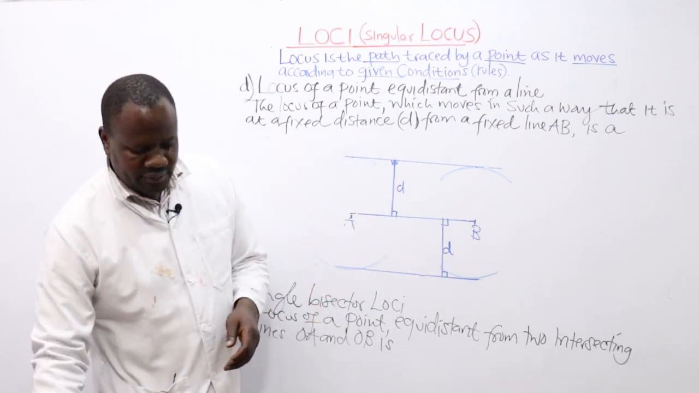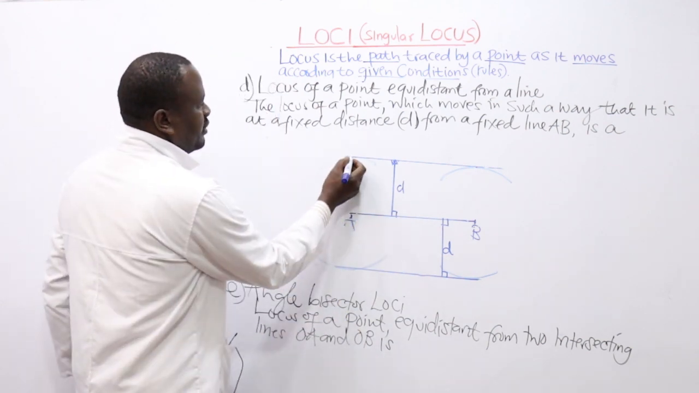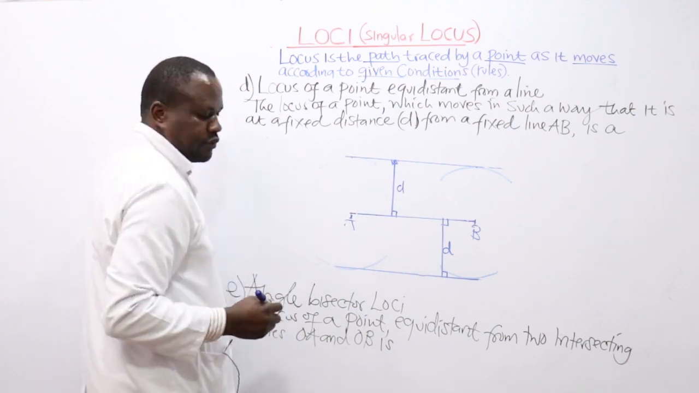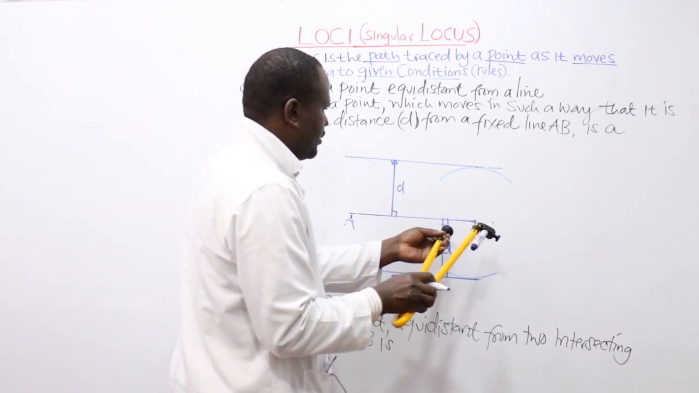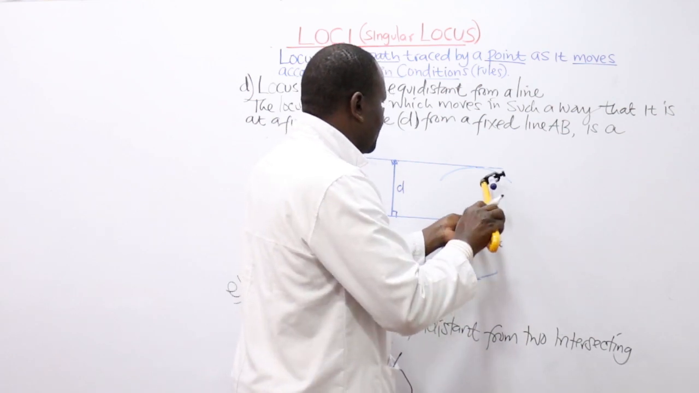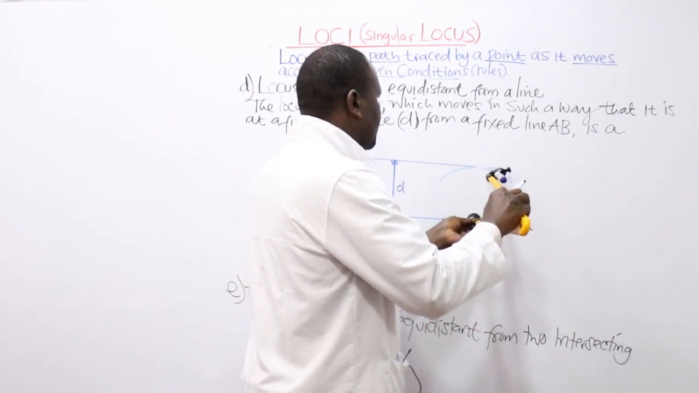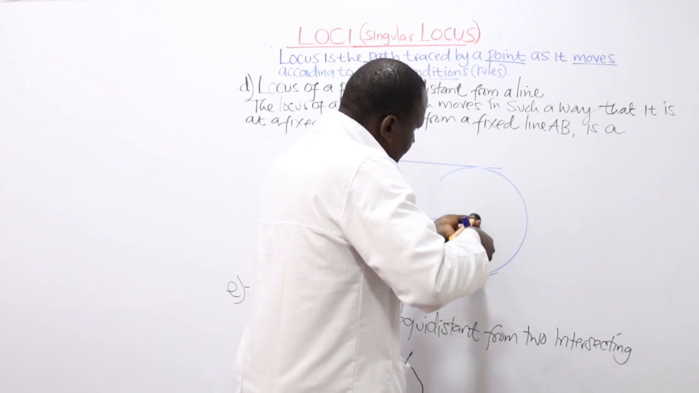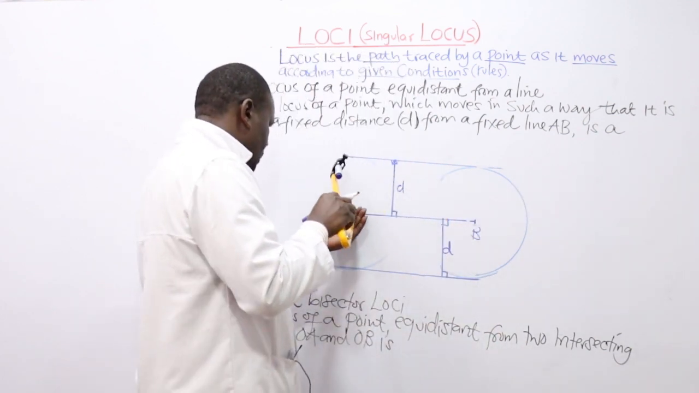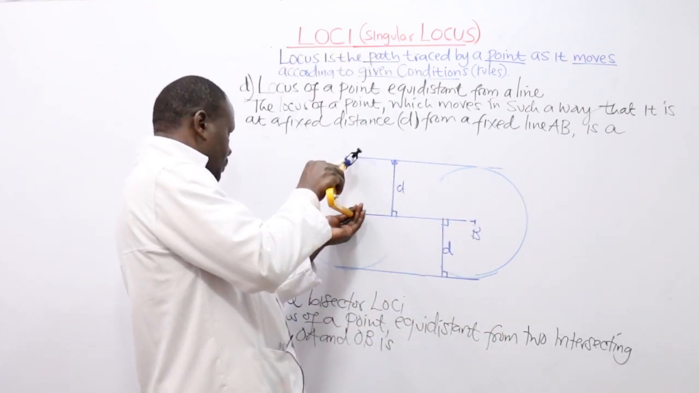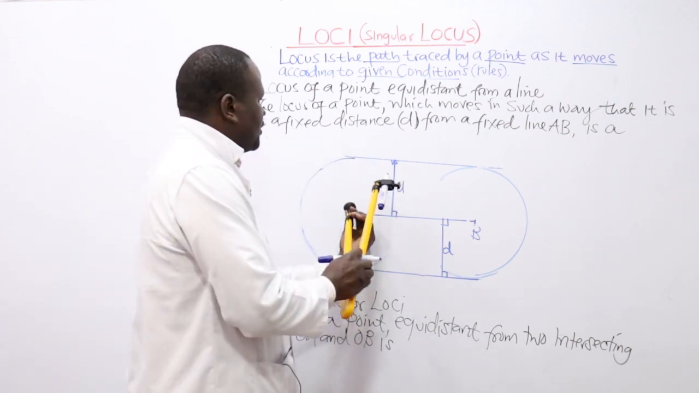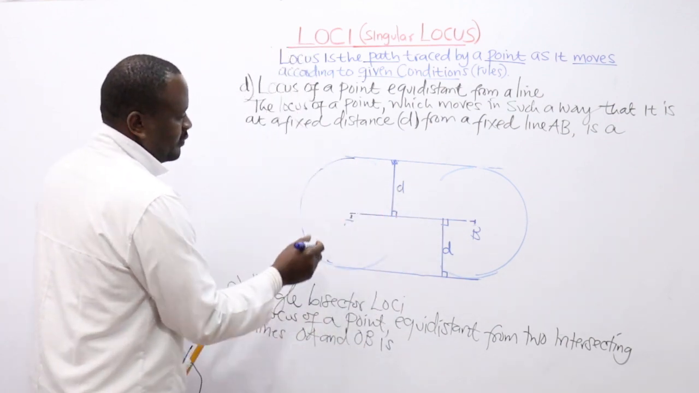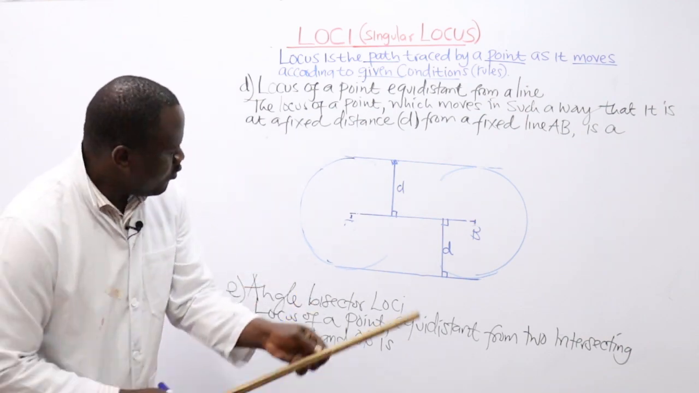Now, what happens when the point reaches this end? It will form semicircles. It will form semicircles, because it is always 4 centimeters away.